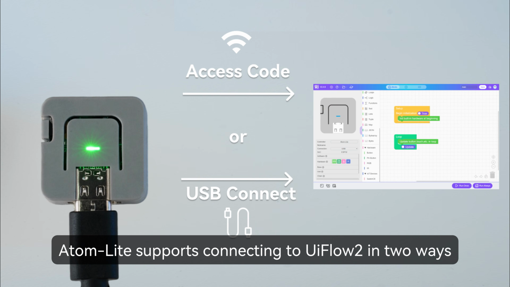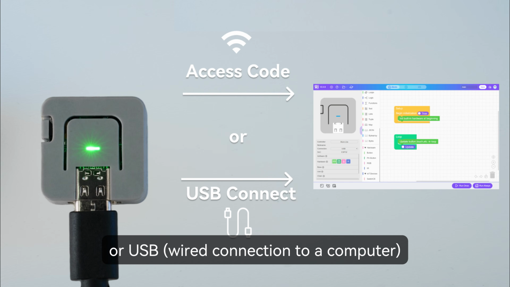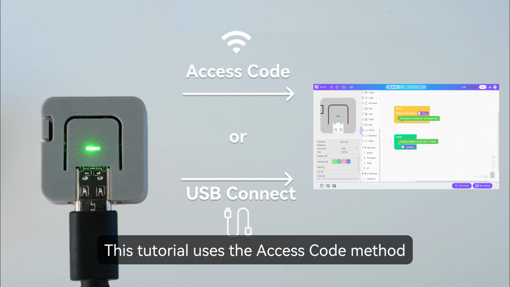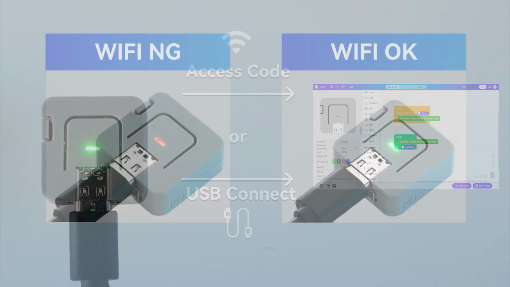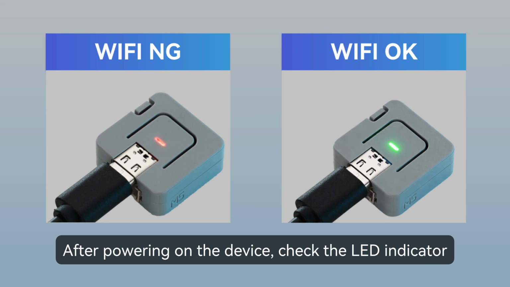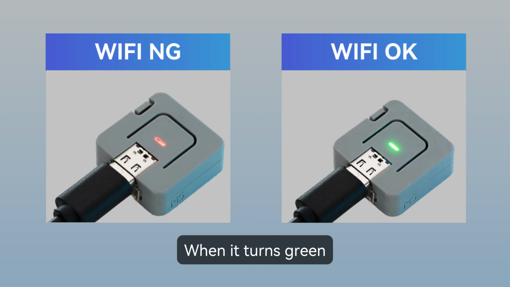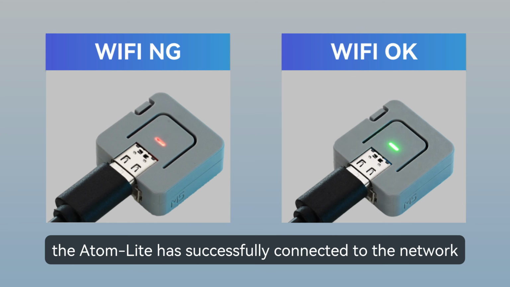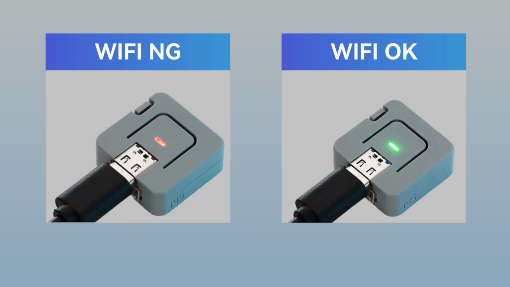Atom-Lite supports connecting to UIFlow 2 in two ways: access code or USB. This tutorial uses the access code method. After powering on the device, check the LED indicator. When it turns green, the Atom-Lite has successfully connected to the network.